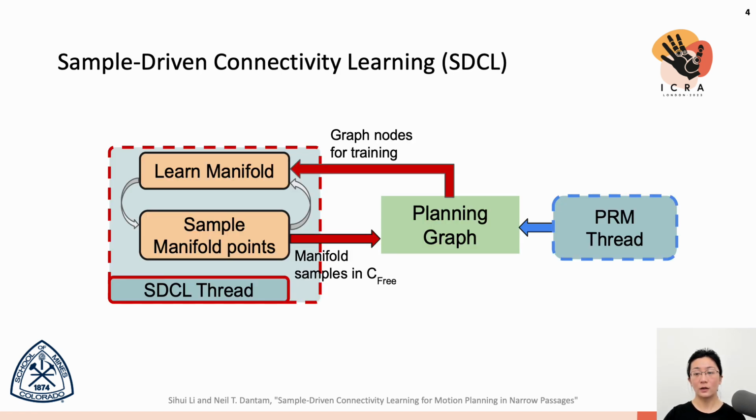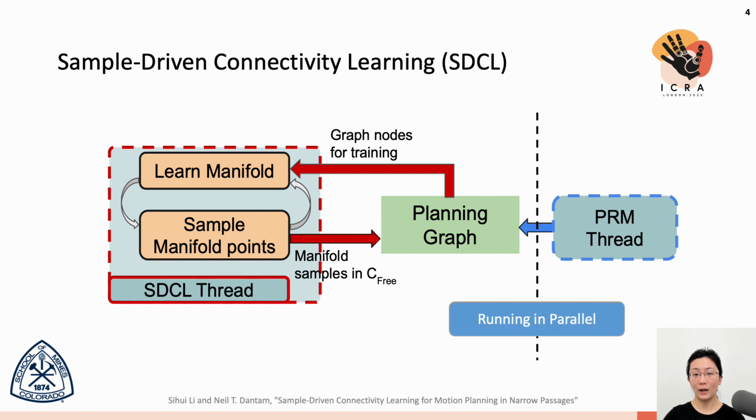In this paper, we introduce an algorithm called Sample-Driven Connectivity Learning, or SDCL, which learns from existing configuration space samples to guide new sampling through narrow passages. This algorithm runs in parallel with a probabilistic roadmap, or PRM, and it has two main steps: learning a manifold and sampling the manifold.